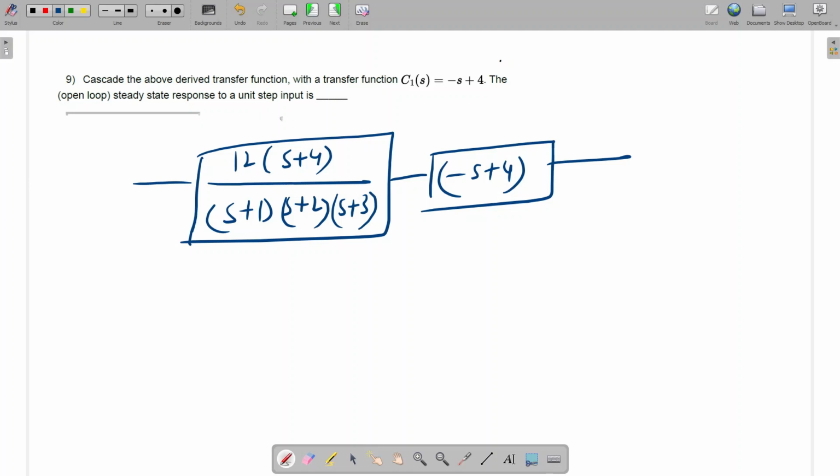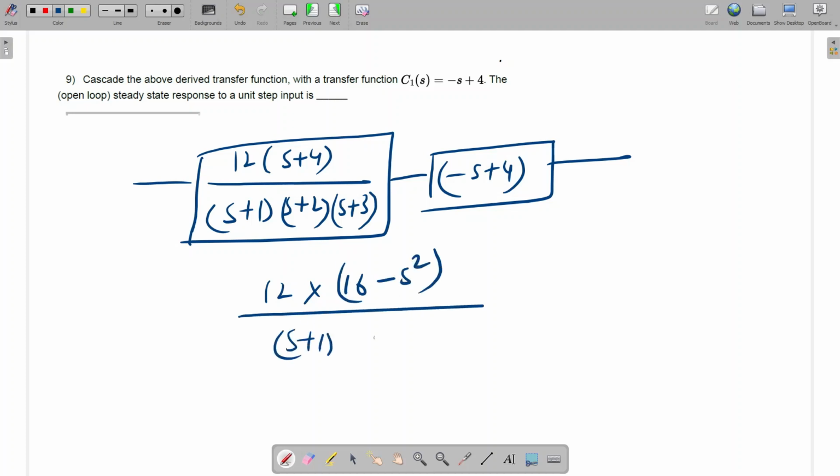Steady state unit response. What will be the value? So 12 into... can we calculate this by the initial and final value theorem? Is it possible? Will that work here? What will be the transfer function? 12 into (s plus 4) plus (s minus 4)... so 16 minus s square, correct? Divided by (s plus 1)(s plus 2)(s plus 3).